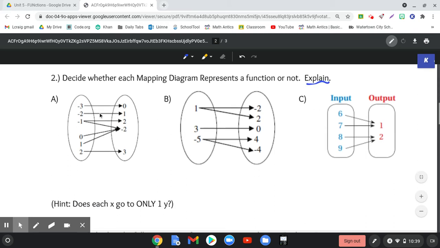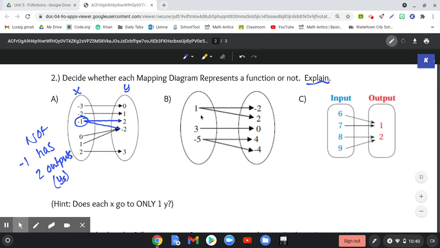So does this one look like a function? Let's see. Does every person have just one birthday? Well, this is okay. Right here, these are fine that they're both going to the same. But this guy right here, you cannot go to 2 different y values. So it's not a function. -1 has 2 outputs, or 2 y values.